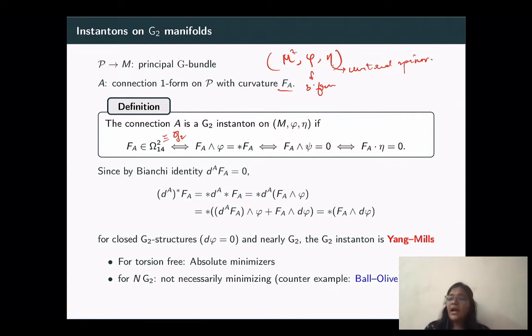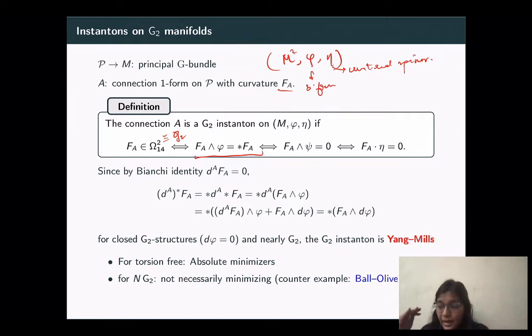This definition is equivalent to many things. One is that F_A is in the plus eigenspace of the map F_A wedge phi. The second equivalent equation is F_A wedge psi equals 0, and the third equivalent definition is that F_A dot eta equals 0.